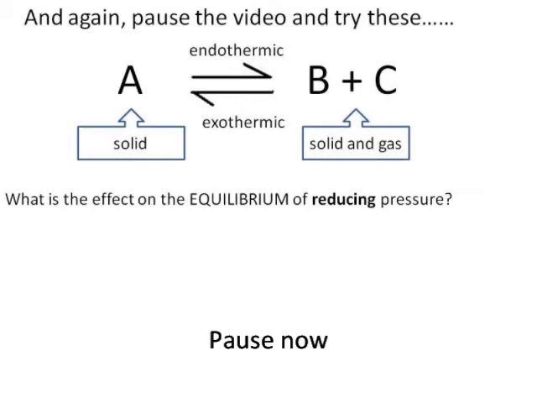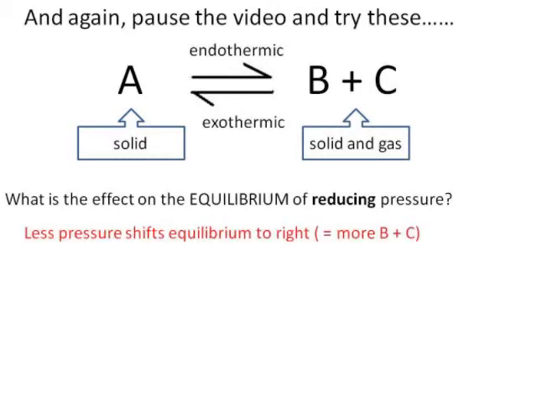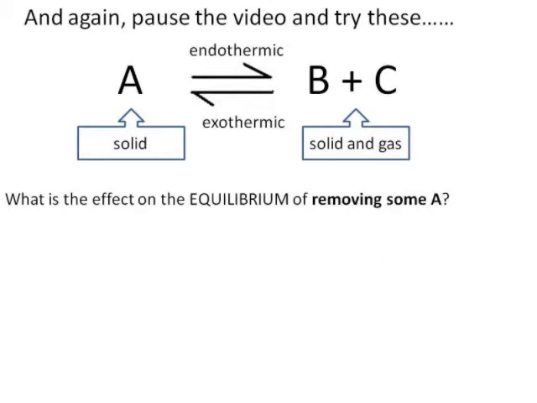Less pressure shifts the equilibrium to the right. Less pressure favours production of a gas. If you're reducing the pressure, production of a gas is easier, so that will shift the equilibrium towards the right-hand side. You'll get more B and C. Final question. What is the effect on the equilibrium of removing some A? Pause, think and answer.